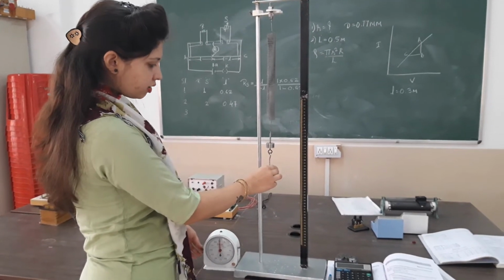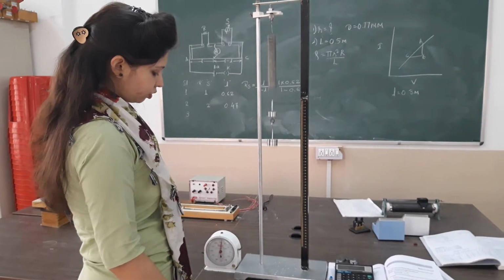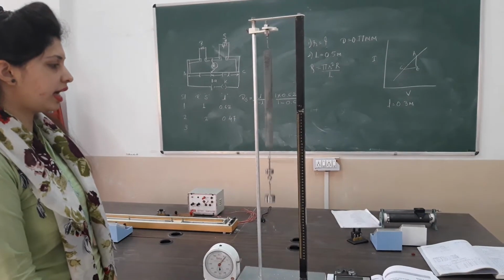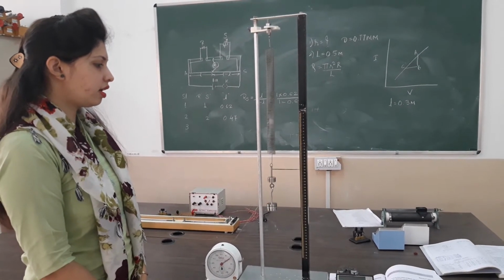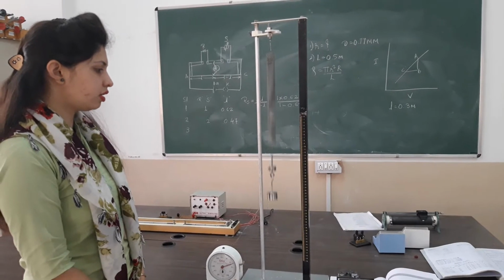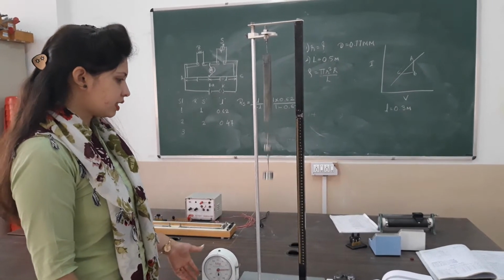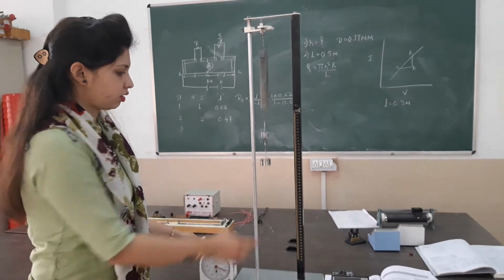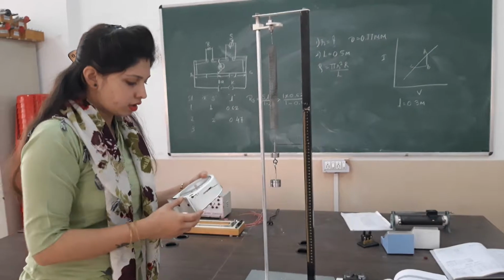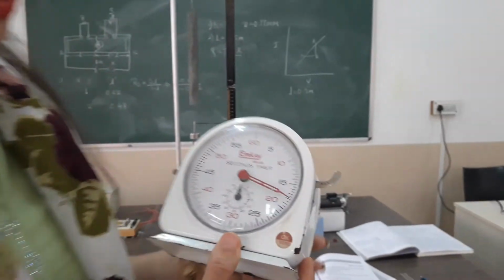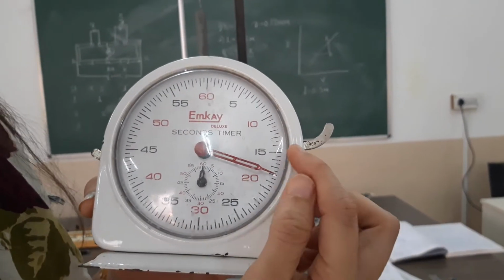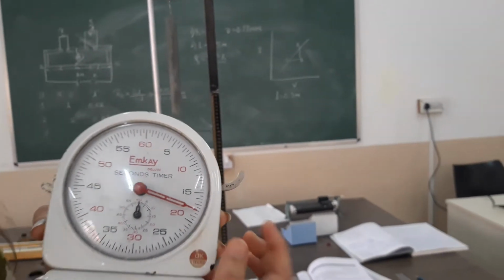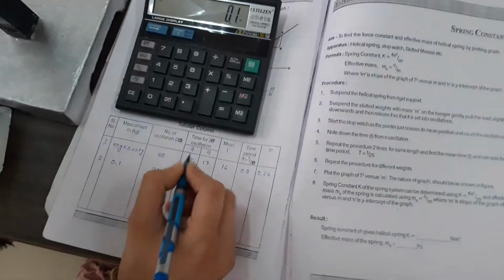Let us start this. 1, 2, 3, 4, 5, 6, 7, 8, 9, 10, 11, 12, 13, 14, 15, 16, 17, 18, 19, 20. Here the time period is 18 seconds. See, 15, 16, 17, 18. So it is 18 seconds. Let us write this. 18 seconds.